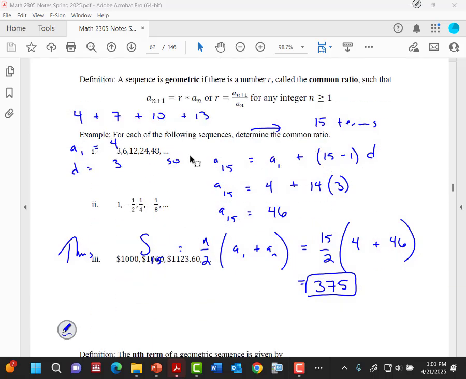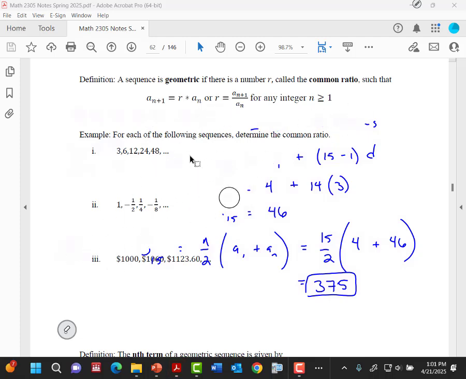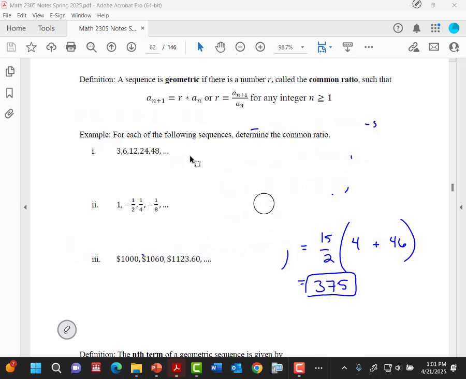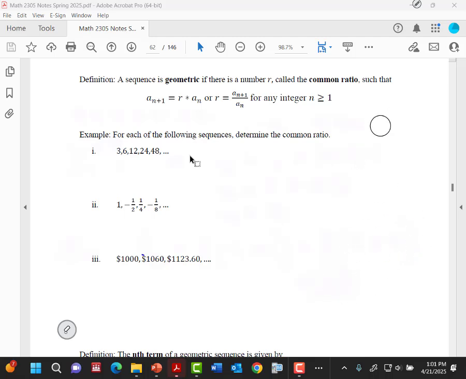Now, let's pivot and discuss another type of very common sequence that is encountered in mathematics, and that is something called a geometric sequence. A sequence is geometric if there is a number, which I'm going to call R, called the common ratio, such that a sub n plus 1 equals R times a sub n. Or you can write R as a sub n plus 1 over a sub n. And this R right here is called the common ratio.